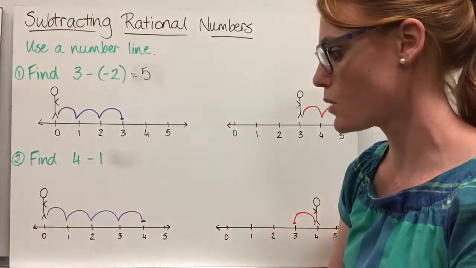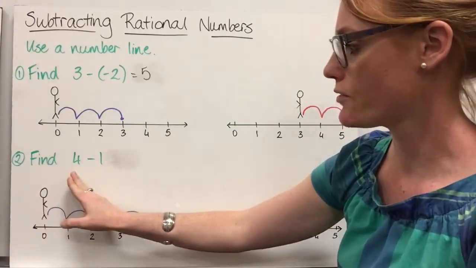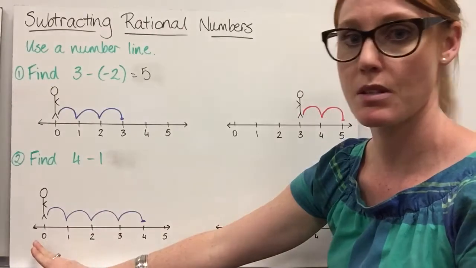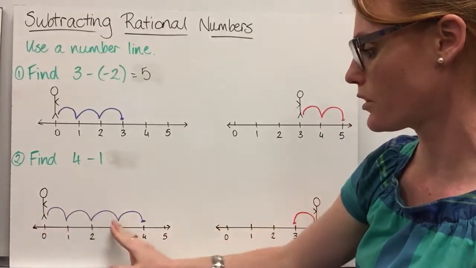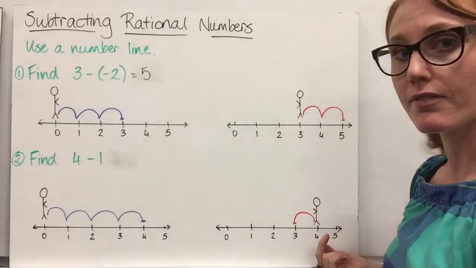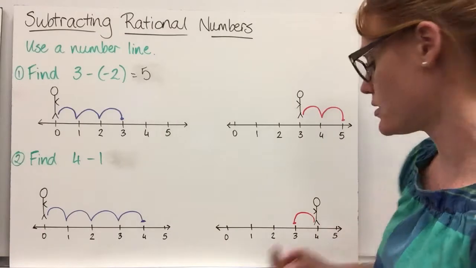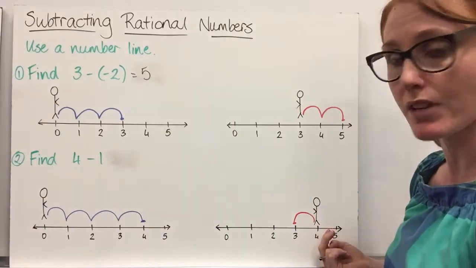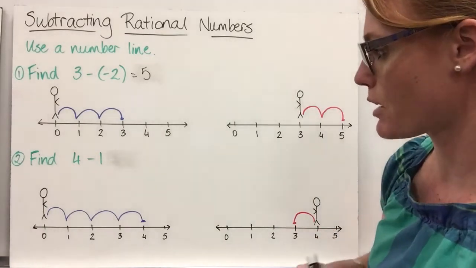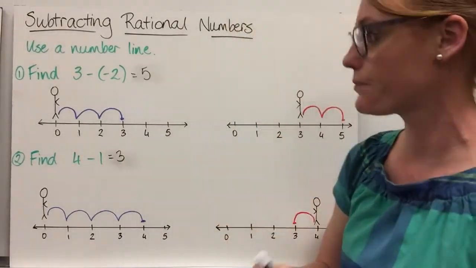Find 4 subtract 1. Again, starting on 0, facing the positive direction, we're going to find 4 first, which is a positive number. So we're walking forwards 1, 2, 3, 4. And then because we are subtracting, we're going to turn around and face the opposite direction, and we're subtracting a positive number, 1. So we're going to walk forwards because it's a positive number, 1, which brings us to 3. So 4 subtract 1 equals 3.